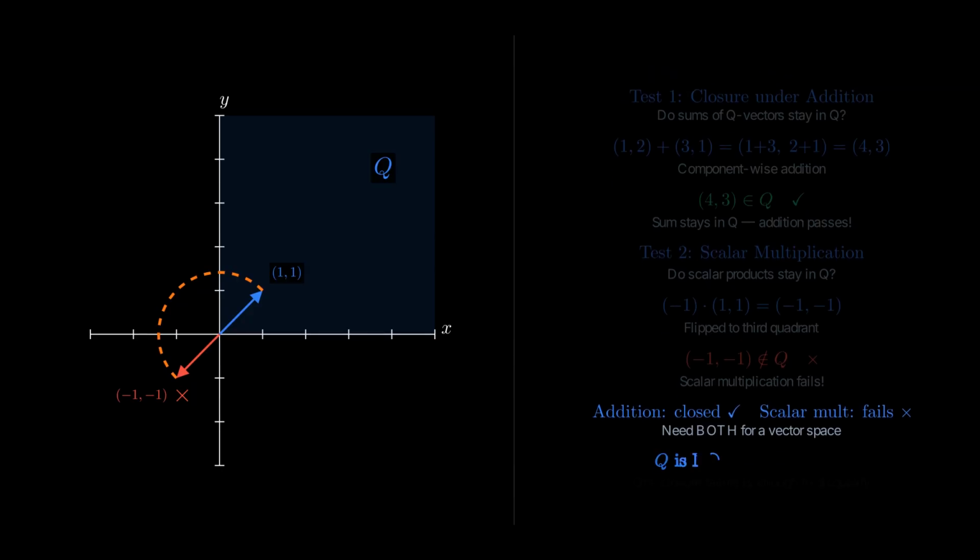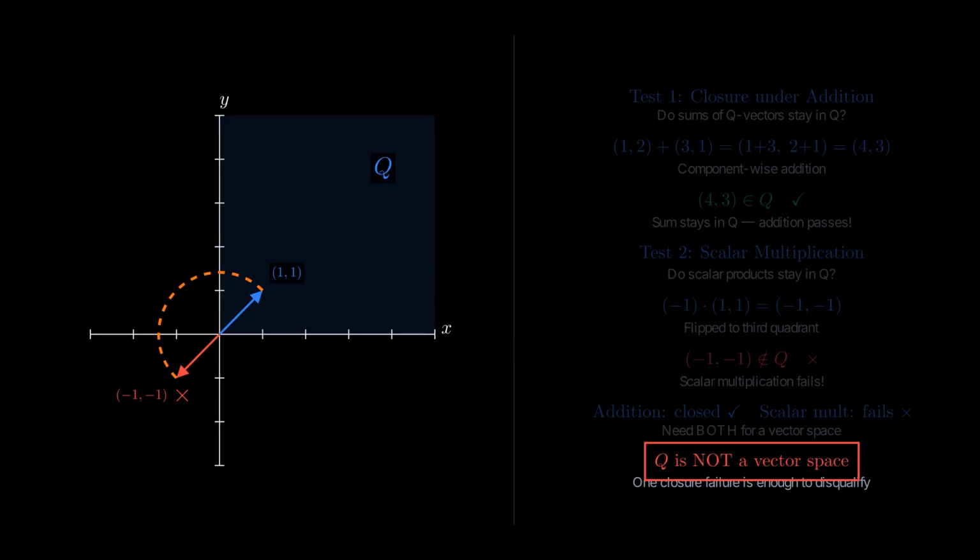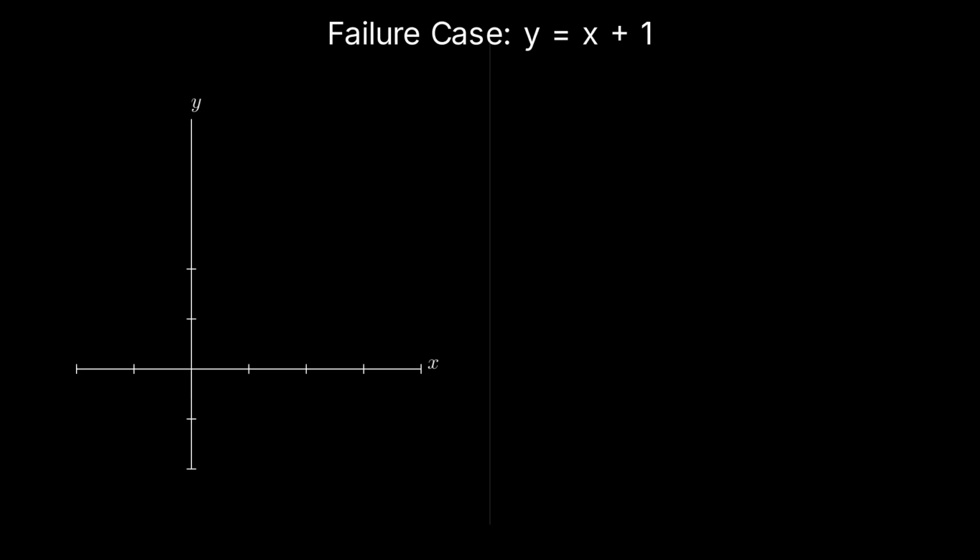You need both closures to have a vector space. 1 out of 2 is not enough. Q is not a vector space. Another failure case, consider the line y equals x plus 1 in R2.